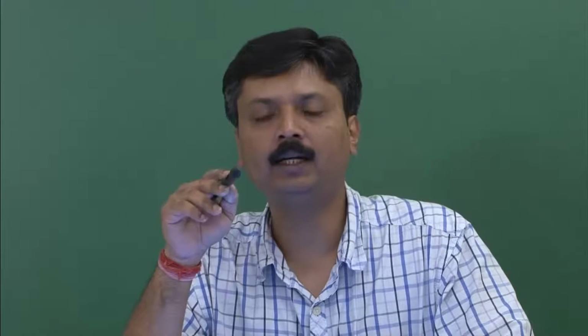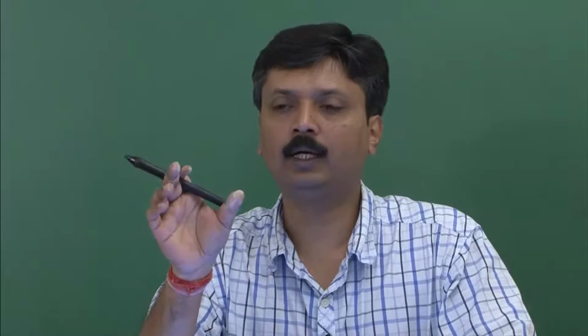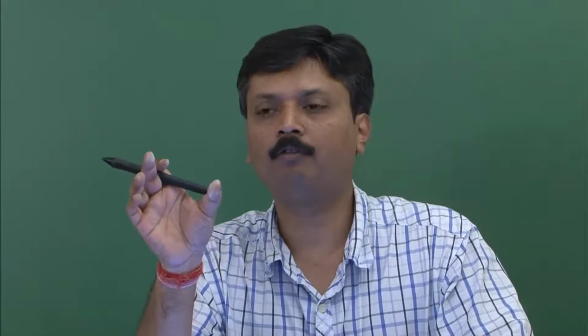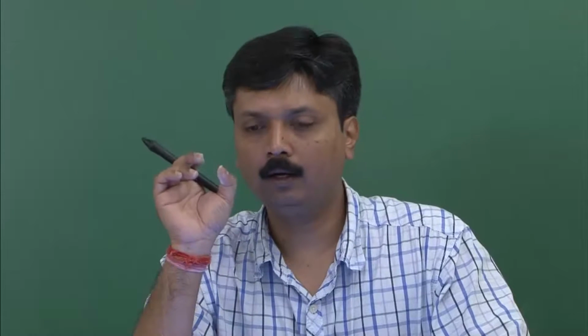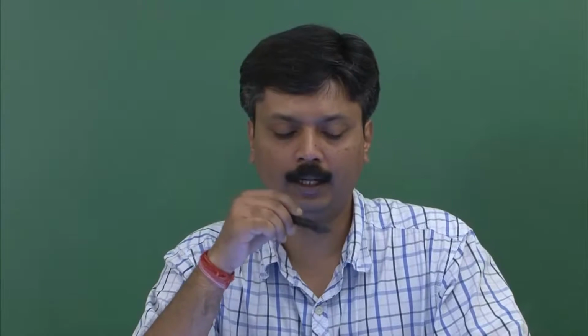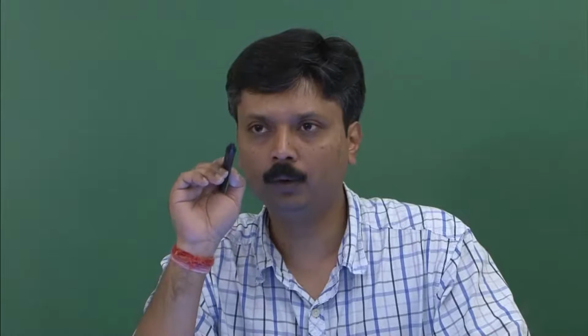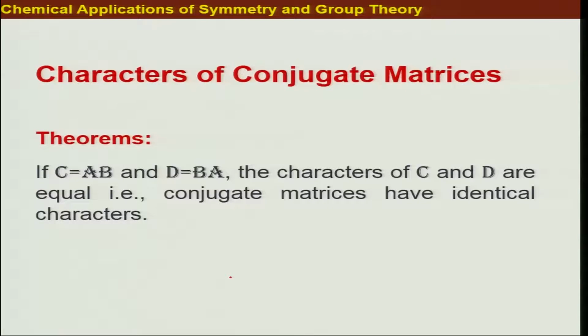Now, we have learned that conjugate elements of a group form a class, right. Once we do the similarity transformation on all the elements of a group, in our case the symmetry operations, we find that certain elements are forming certain classes. And what we are going to see here is that the matrices corresponding to those elements belonging to a class give exactly the same characters. For example, if I have two conjugate matrices C and D corresponding to two symmetry operations, then C and D will have the same characters, and we are going to prove that.